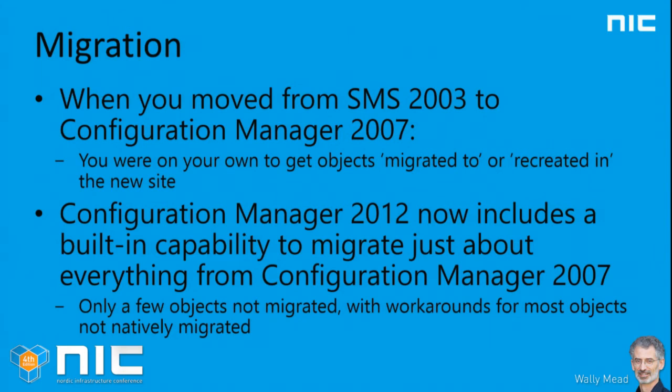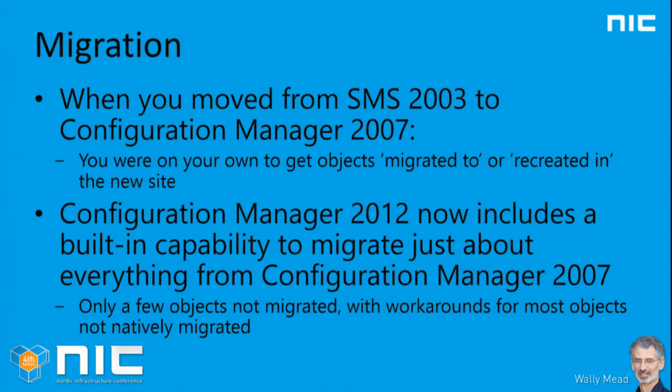And the reason for that was, I got a bunch of old garbage out there. I don't want to bring it over to my new environment. I got these packages, these advertisements, these collections that I haven't used in 5 years, and I don't want them anymore. I've just been too lazy, haven't had the time to go back there and get rid of them. I've been spending all my time on client health. Well, with the ConfigMan 2012 product, when you do your migration, you can pick and choose which of those objects you want to bring across.